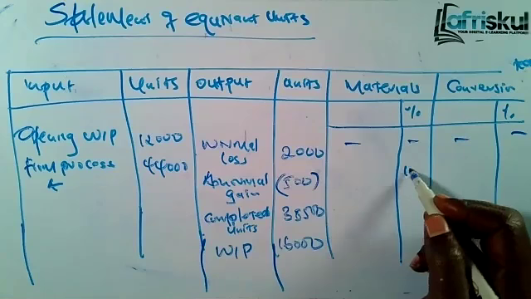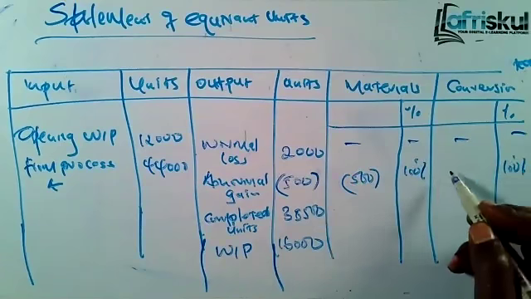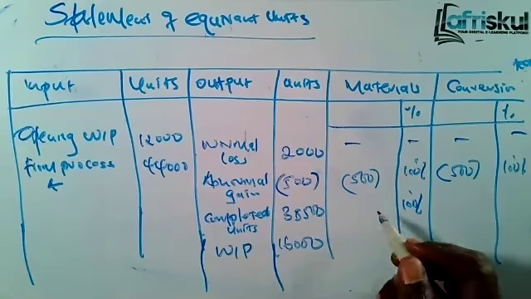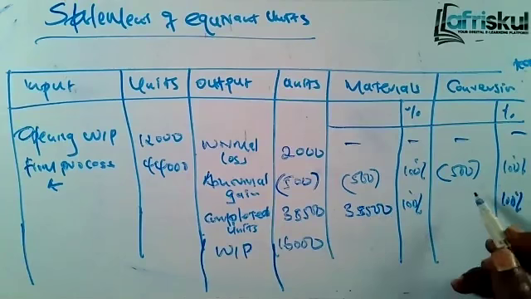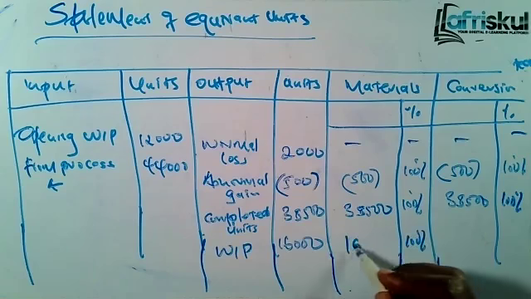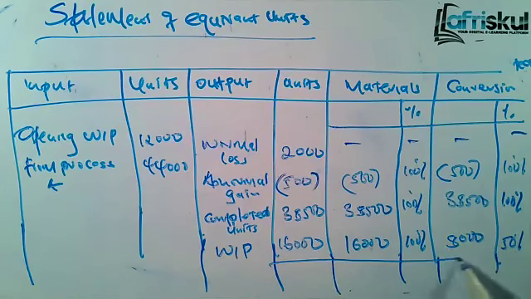Abnormal gain is 100% all through, 500 in brackets. Completed units have undergone the whole process, so it's 100% material, which is 38,500, and 100% conversion, which is 38,500. WIP under material is always 100%, so this one will be 16,000. Under conversion, we are told it is a half, which is 50%, so it will be 8,000. And then you add these items. Make sure you add this item.